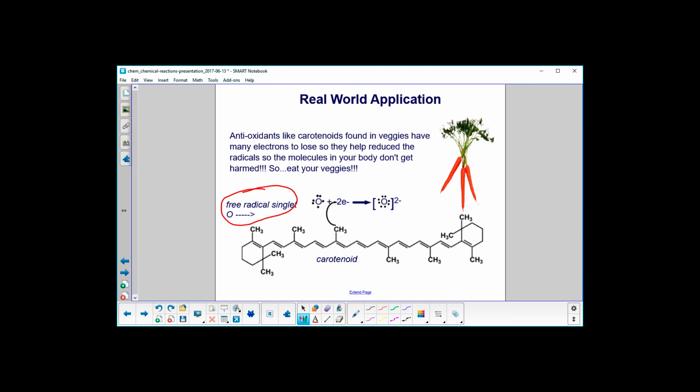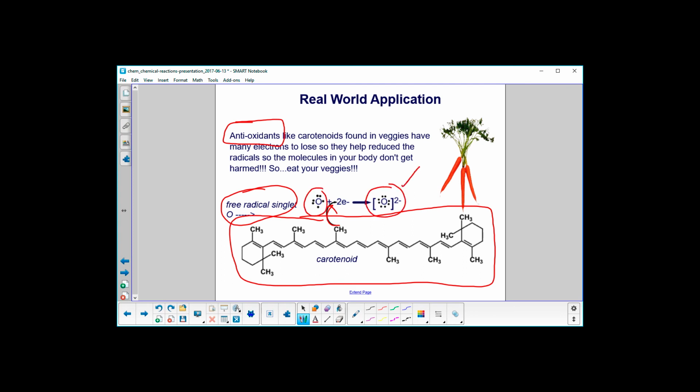So what's the solution to that? Things that are called antioxidants, like carotenoids, which are found in veggies and carrots and such. They have lots of electrons to lose. Here's the molecule. This is a huge molecule. So it doesn't mind losing 2 electrons here. So this free radical singlet becomes this ion here, and it's all happy now, and it hasn't taken any electrons from parts of your body that needed them. So it helps protect you, and the message is make sure you eat your vegetables.